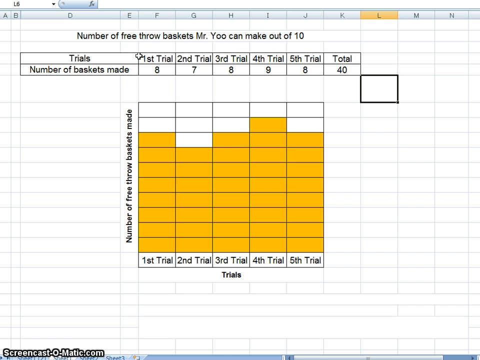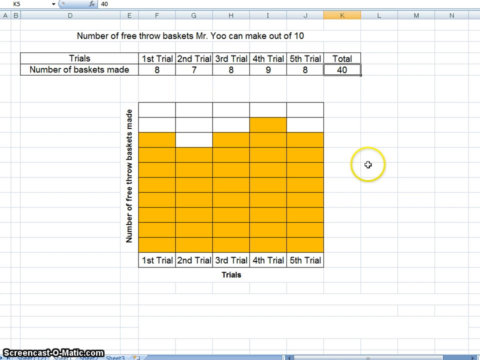And this table shows how many shots out of 10 went in for each of the 5 sets I tried. For the first trial, I made 8 out of the 10 shots. Second trial, I made 7. Third time, 8. Fourth, 9, and fifth, 8 out of 10 shots. And it also tells us in total how many baskets were made. It says 40. So in total, I made 40 shots from the free throw line.